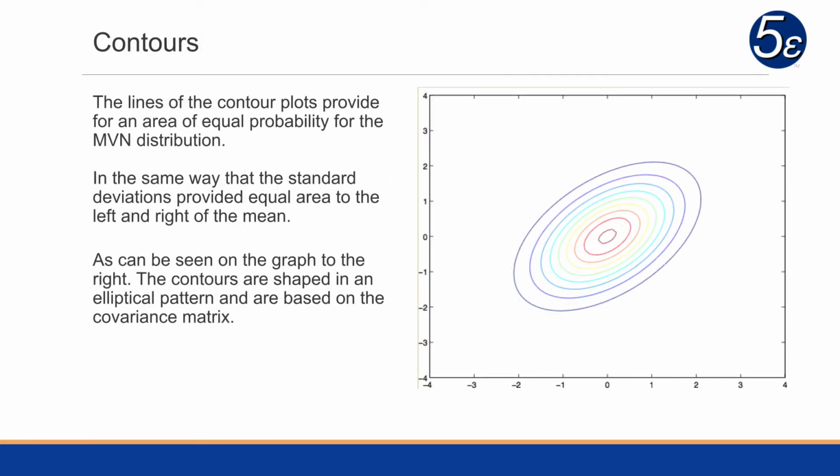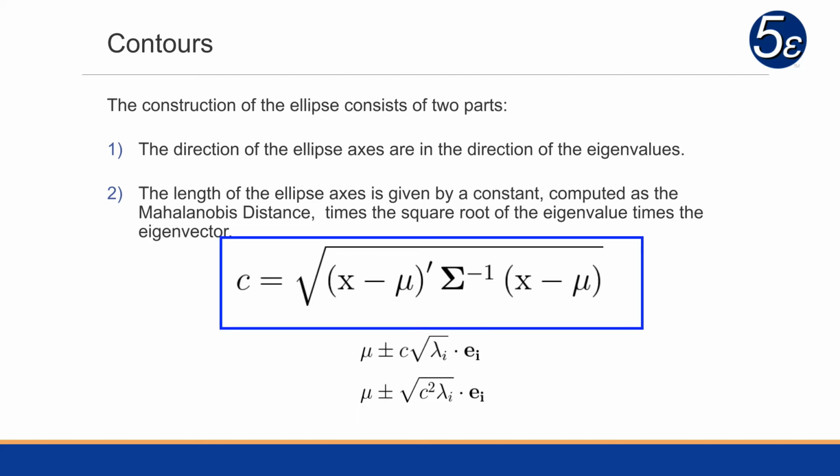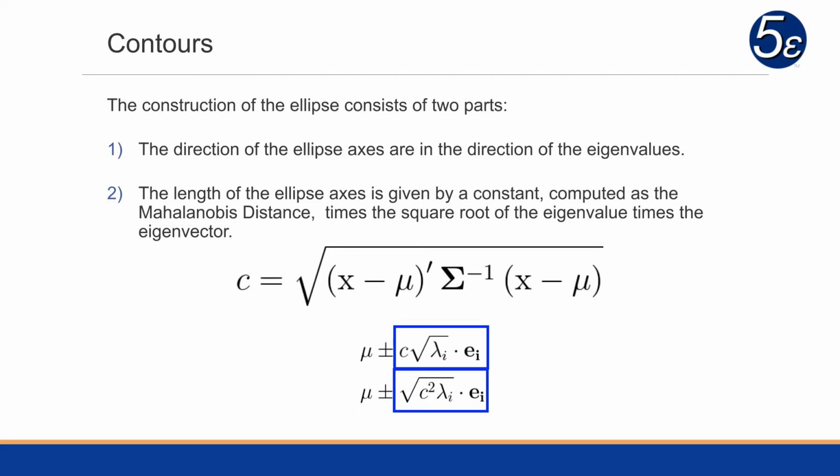The lines of the contour plots provide an area of equal probability of the multivariate normal distribution, in the same way that the standard deviations provide an equal area to the left and the right of the mean. As can be seen on the graph to the right, the contours are shaped in an elliptical pattern and are based on the covariance matrix. To construct an ellipse, it consists of two parts. The direction of the ellipse axes are in the direction of the eigenvectors. The length of the ellipse axis is given by a constant computed as the Mahalanobis distance, referenced by this formula: C times the square root of the eigenvalue times the eigenvector.